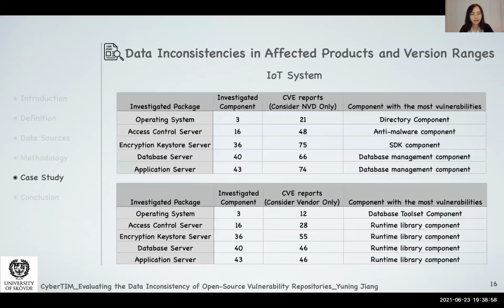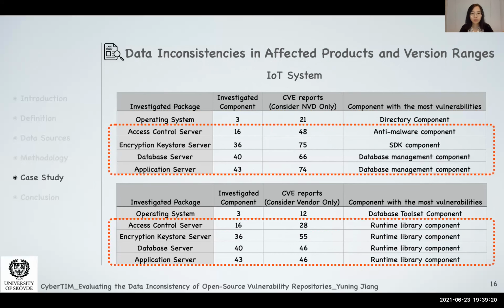In the IoT system, for example, the database toolset component has the most vulnerabilities in the operating system when considering only the vendor entries. When accounting only NVD entries, the most vulnerable component in the operating system is the directory component. Similarly, the remaining 4 system servers have different rankings of the most vulnerable component after considering data inconsistencies.